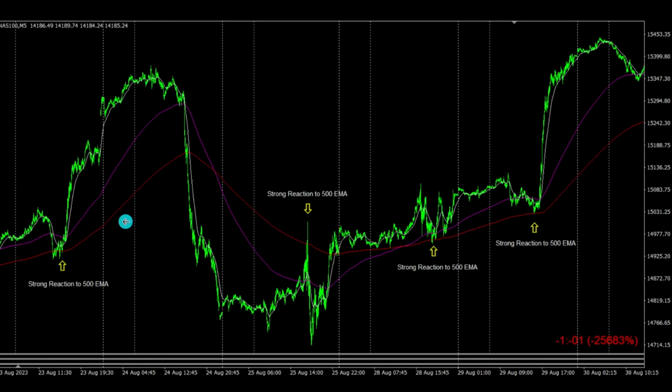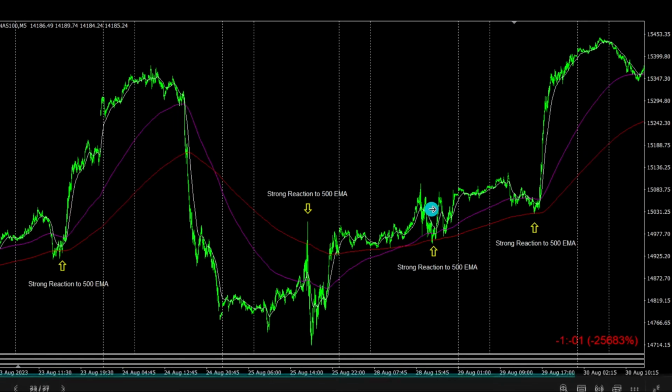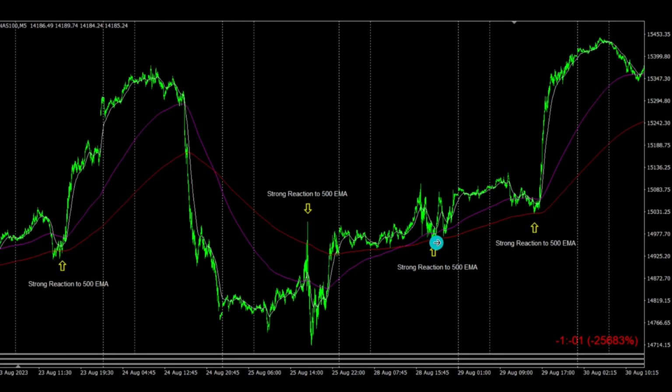First, let's take a look at how price reacts off of the 500 EMA. This is a 5-minute chart, and you see there is a strong reaction off of the 500 EMA. It comes down through it, then it reacts here and goes back down, goes above, comes back to it, has a strong reaction, then it comes back to it again and has an even stronger reaction. Let's look at the ICT entries from this chart.